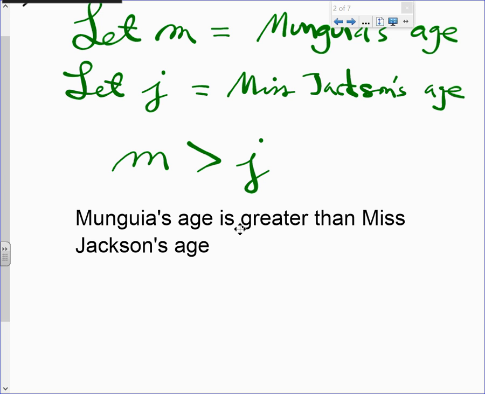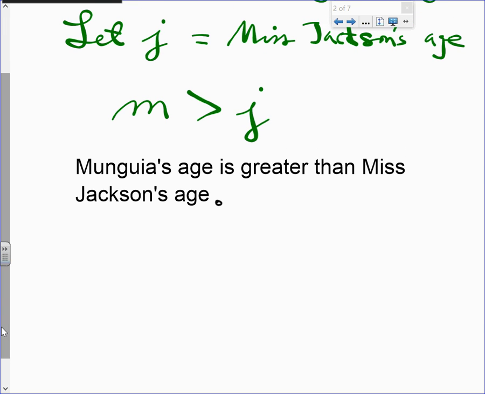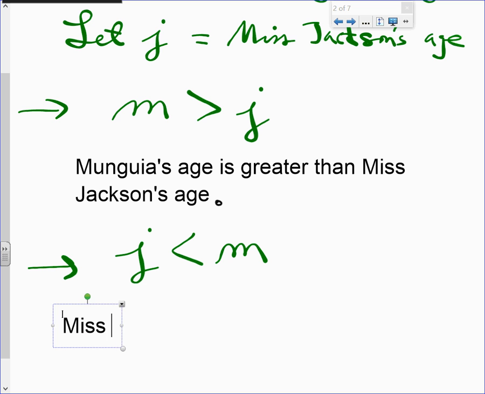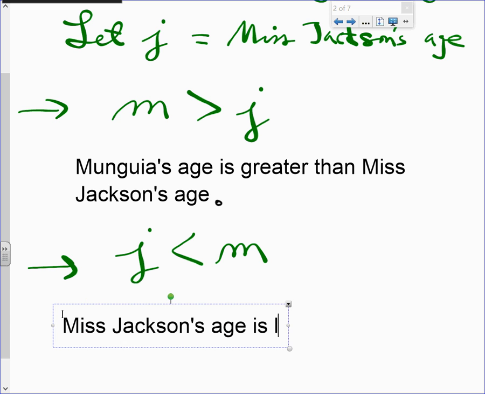All right. Mungia's age is greater than Miss Jackson's age. So I translated that truth. Now, here's an equal truth. And you're going to do two of these. You're going to write Jackson's age is less than Mungia's age. These mean the same thing. These are communicating the same truth. Okay, so underneath this one, put Miss Jackson's age is less than Mungia's age.